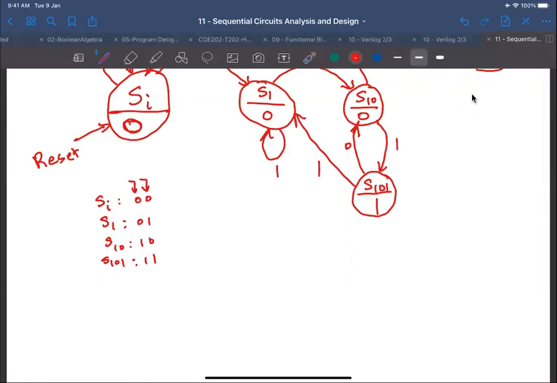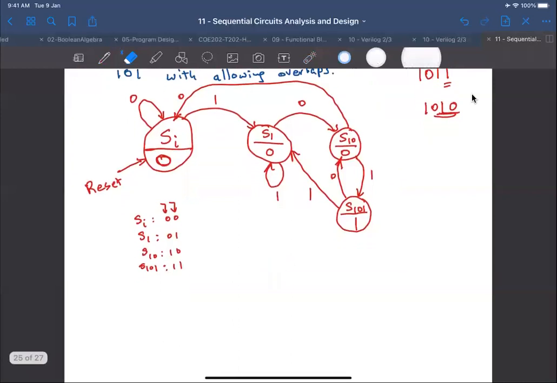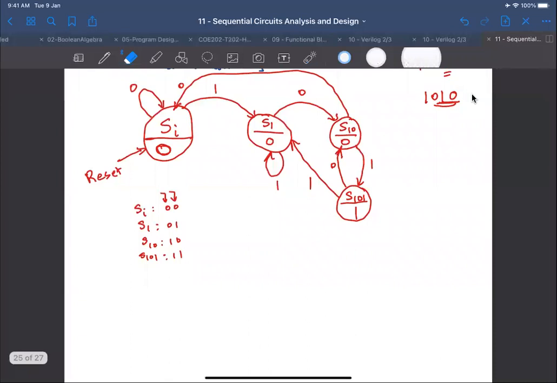Now we have to get our 2D state table. So I have the present state now, and I think I need to pull this down a little bit. And the present state, and the next state for x equals 0 and x equals 1. And the output, do I need to say x equals 0 or x equals 1 for the output?